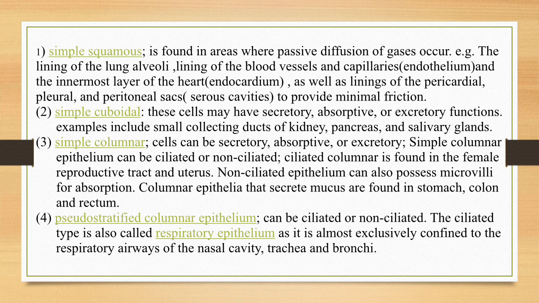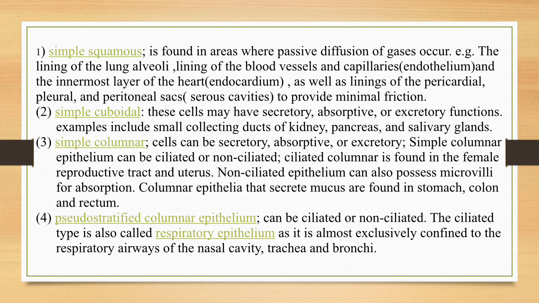Simple columnar cells can be secretory, absorptive, or excretory. Simple columnar epithelium can be ciliated or non-ciliated. Ciliated columnar is found in the female reproductive tract and uterus. Non-ciliated epithelium can also have microvilli for absorption. Columnar epithelium that secretes mucus is found in stomach, colon, and rectum.